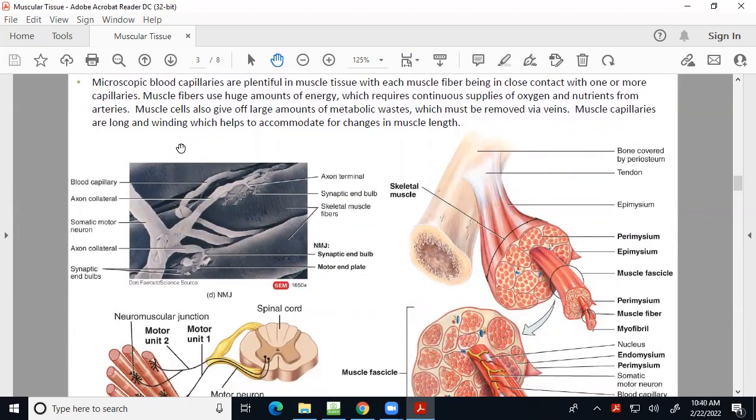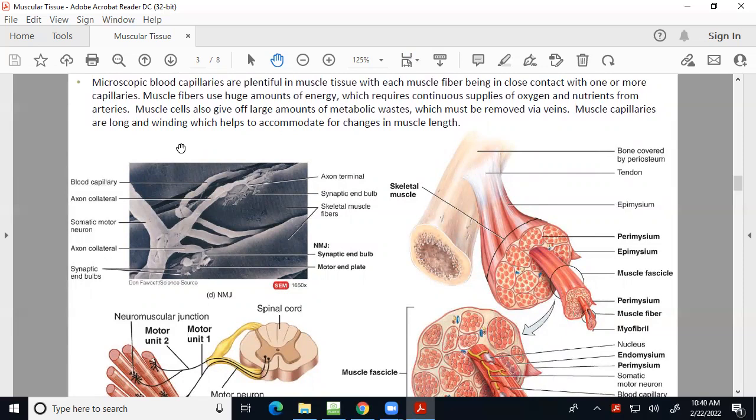Let's talk about the blood flow. Microscopic blood capillaries are very plentiful in our muscle tissue, with each muscle fiber being in close contact with one or more capillaries. Muscle fibers use a very significant amount of energy, which requires a continuous supply of oxygen and nutrients from arteries. Muscle cells also give off a ton of metabolic waste, like carbon dioxide, and depending on the type of reaction we're going through, creatinine and urea can be produced, but that has to be removed via veins.